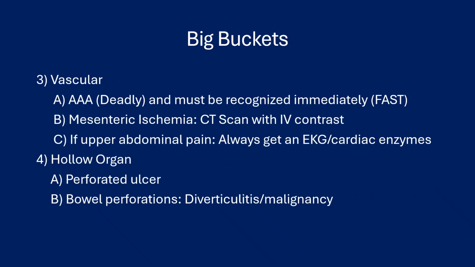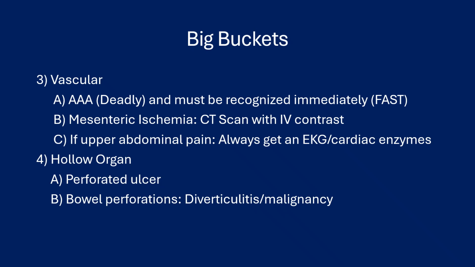Big bucket list continued. Vascular causes. Abdominal aortic aneurysm, very deadly, has to be recognized immediately. And again, that focused abdominal sonographic test, the ultrasound right there at the bedside, can catch that immediately on arrival. Mesenteric ischemia, where you have compromised blood flow to the bowel. CT scan with IV contrast, we usually catch this. If it's upper abdominal pain, always get an EKG and cardiac enzymes.